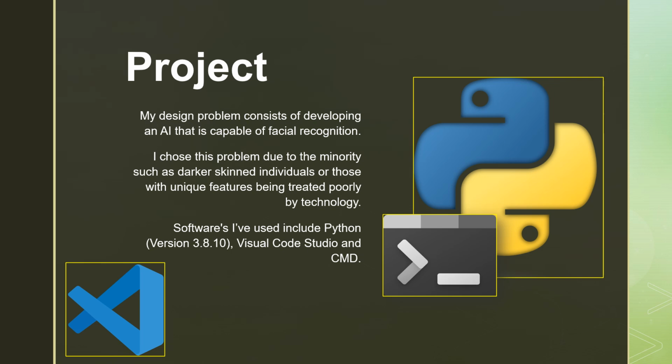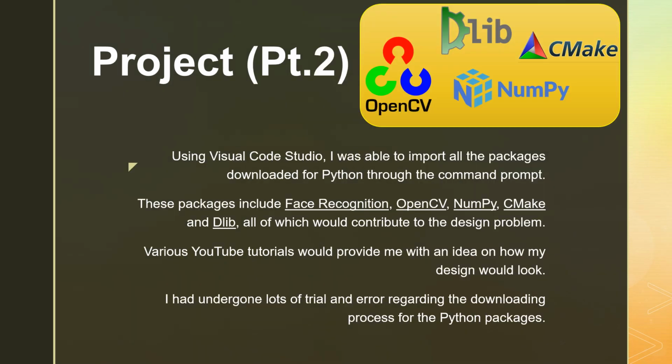Looking at the software, Python is the main base. I went with version 3.8.10, which will be explained later. Visual Studio Code is used for the coding, and the command prompt was used for various downloads. With Visual Studio Code, I was able to import all these packages: OpenCV, dlib, numpy, and cmake. All these packages help out with the whole facial recognition process. I downloaded those for Python through the command prompt.